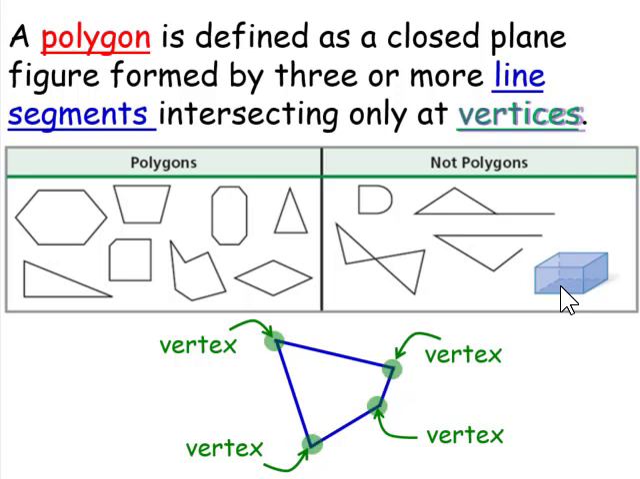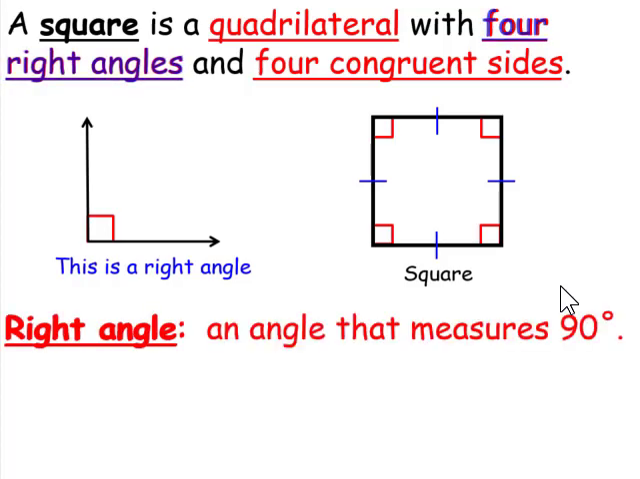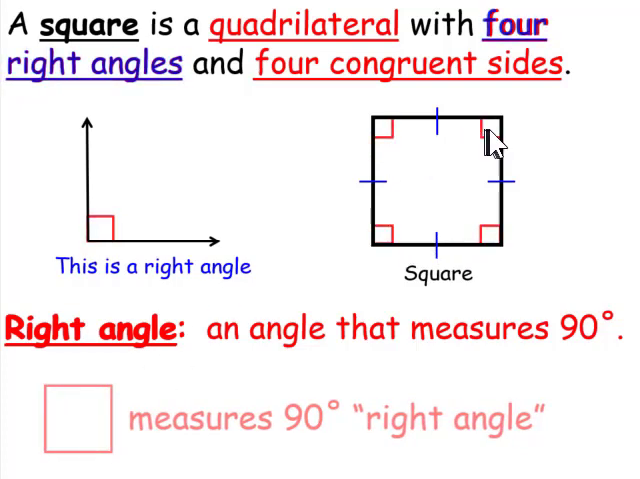And this is not a plane. A plane is a 2-dimensional figure. A square also has 4 right angles. A right angle is an angle that measures 90 degrees. When we see this symbol, it identifies the angles as being right angles.